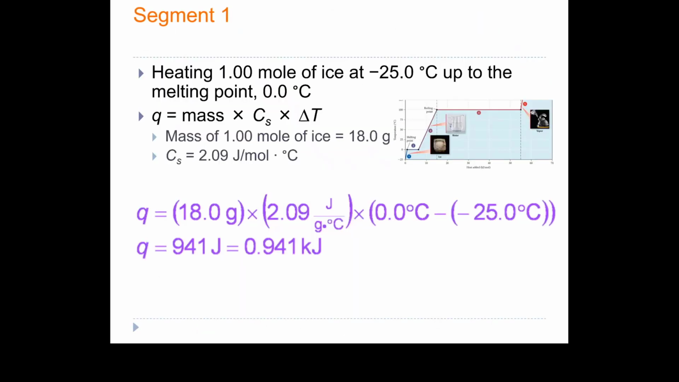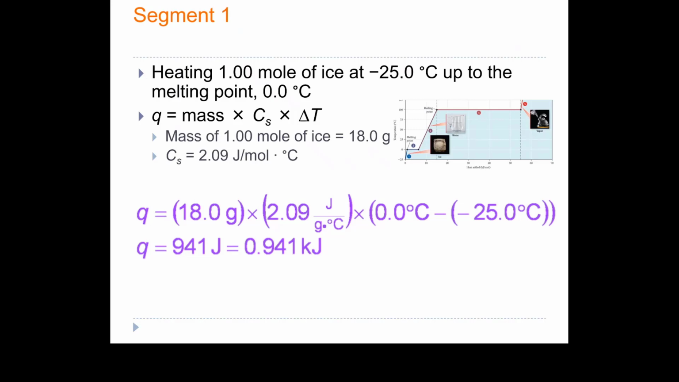So let's take a look at converting 1 mole of ice from minus 25 degrees C to 1 mole of steam at 125 degrees C. And so like we said before, this will be 5 different segments. The first segment is going to be the heating of the ice, and it follows the equation Q equals mc delta T, where C is the heat capacity of the solid ice, m is the mass of the ice, and delta T is going to be the temperature change.